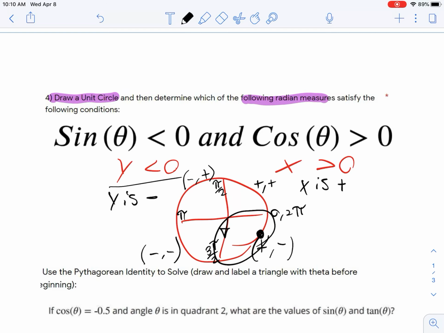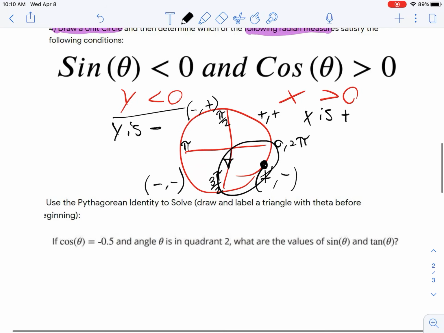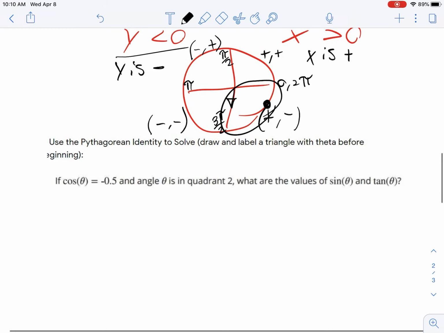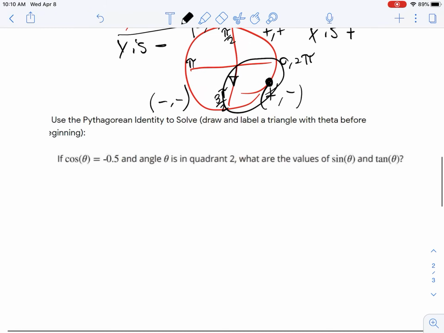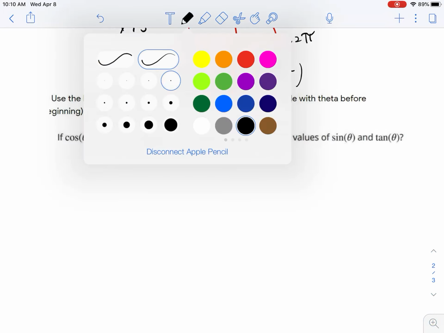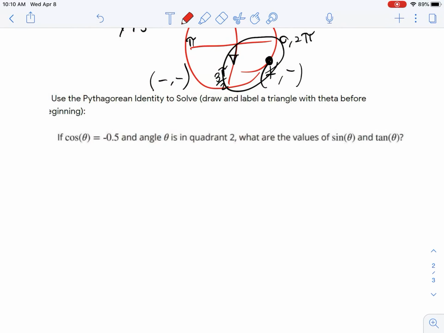Okay. Now, the last one, this is one that I was a little surprised about. I went through a problem that was very similar to it. The issue is I had triangles drawn for my problems, and this one I didn't draw a triangle for you. I probably should have, and I'm sorry about that in case you guys were on this for a while.